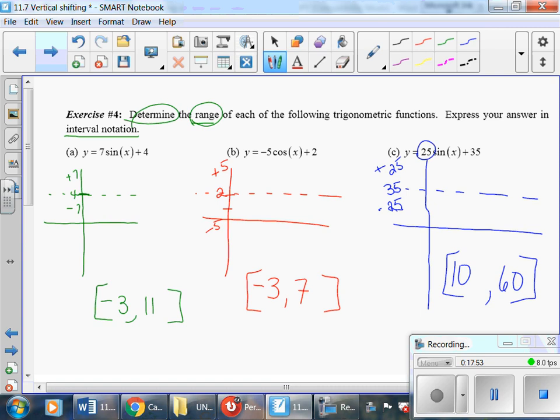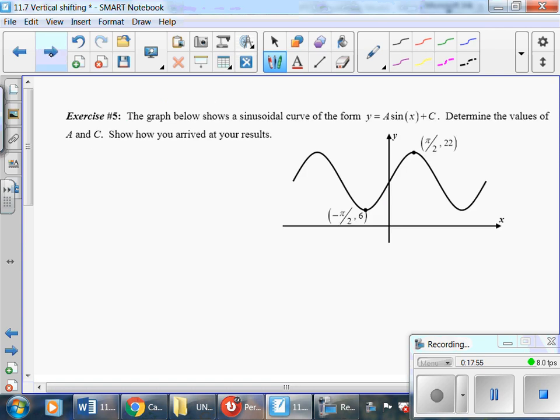We have one more to look at. Exercise 5. The graph below shows a sinusoidal curve in the form y equals a sine x plus c. Determine the values of a and c. Show how you arrived at your results. So already I can see that my c here is going to be my midline. And that's going to be the line that falls right here and through the middle.